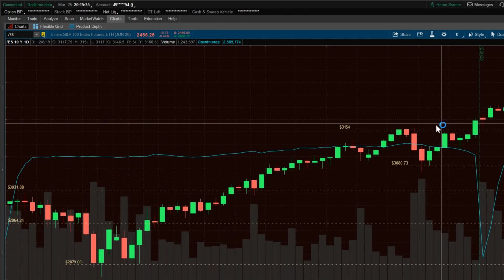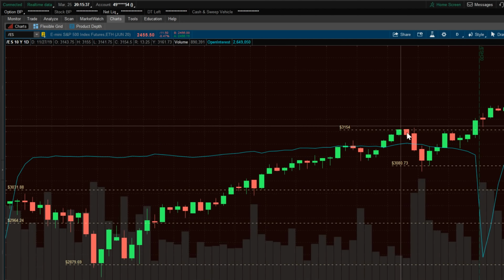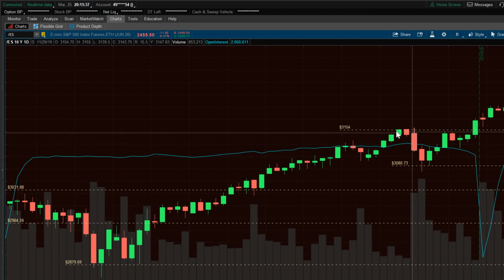Let me see if I can, yeah, there we go. So we have a point of resistance right here, and we get the breakout right here on this big candle. And that's where you would want to enter on that breakout. That's a good segue into our next thing here.